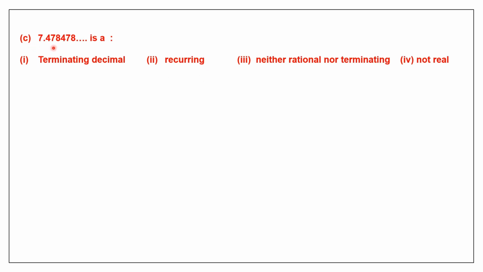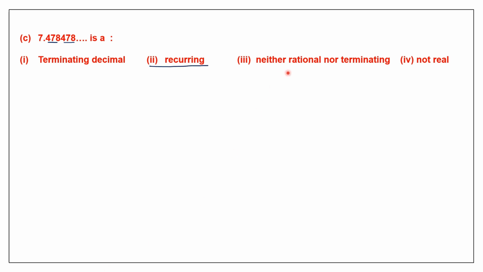Question C, 7.478478, and you can see the dots here. Now, what is this? Is this a terminating decimal? The dots here very clearly imply that it is a non-terminating decimal, so it cannot be option 1. Option 2 is recurring. Recurring means there is a pattern that is repeating. So here, as you can see, after the point, you can see 478. That same pattern is repeating. So here we have 478 and again 478. So that means this is a recurring decimal.